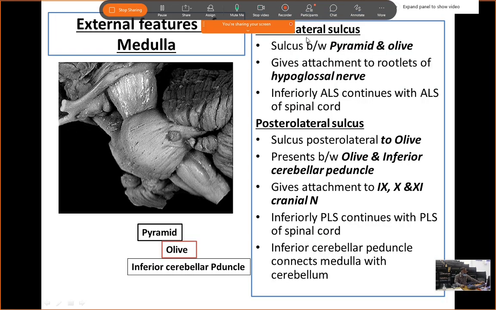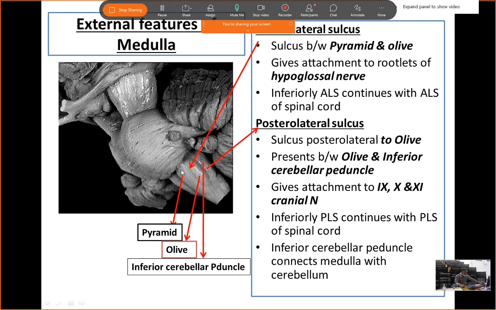Then come to the anterolateral sulcus. This is our pyramid, this is our olive, and in between the pyramid and olive there is a depression, and this depression is known as the anterolateral sulcus, which is also present inferiorly in the spinal cord. Then just posterior to the olive there is another elevation, which is the inferior cerebellar peduncle.